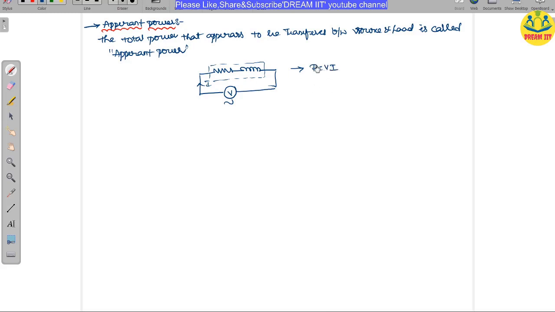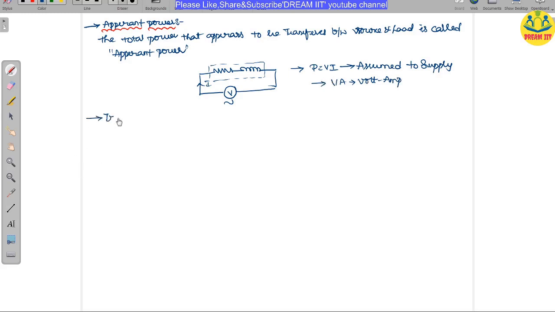That is what is assumed to be supplied. That type of power we can call the apparent power. So apparent power is normally measured in volt amperes. Okay, this is in volt amperes. That is the apparent power. Next, let us see another power.